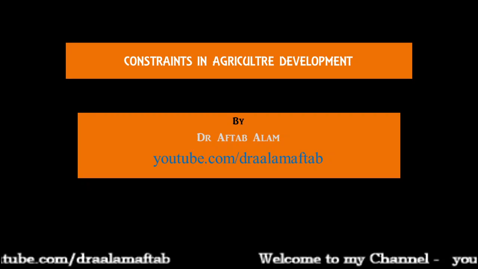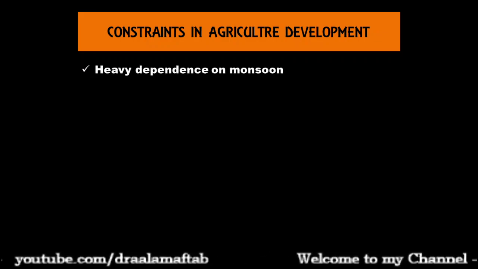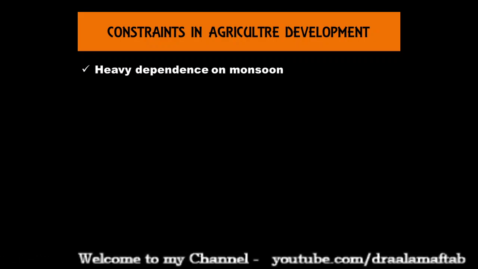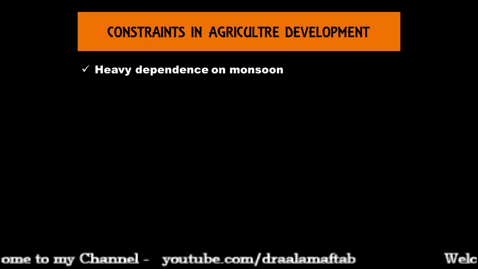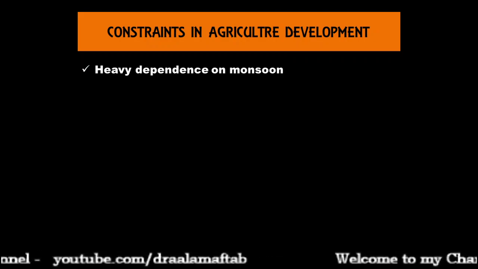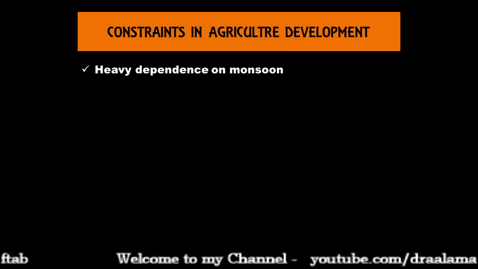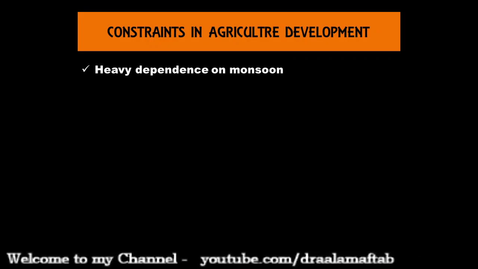It's for free. So let's start with the topic constraints in agriculture development. The first point is heavy dependence on monsoon. The agriculture sector in India largely depends on monsoon. In many ways, the monsoon is the lifeblood of India's farm-dependent economy.